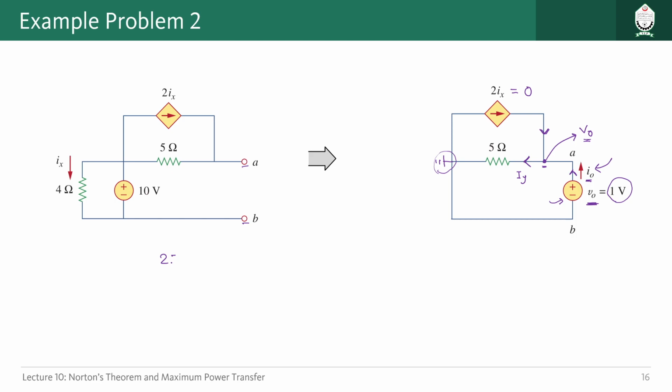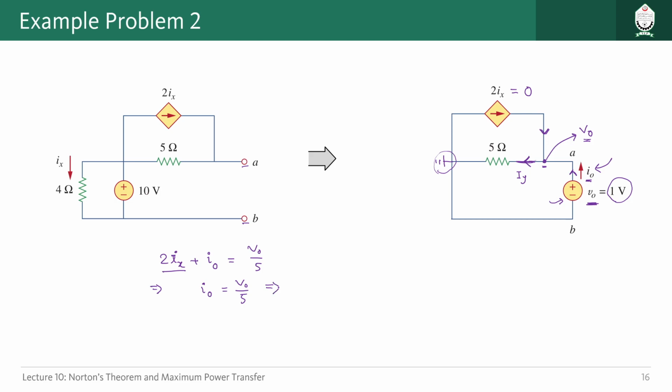2Ix plus I0 equals V0 divided by 5. This is the current flowing through this one, right? So V0 divided by 5. This is the KCL equation at node A, right? Then another thing is, we know the value of Ix is equal to 0, so 2Ix is also equal to 0. We can just omit that. So I0 is equal to V0 divided by 5. The value of V0 is 1 volt.